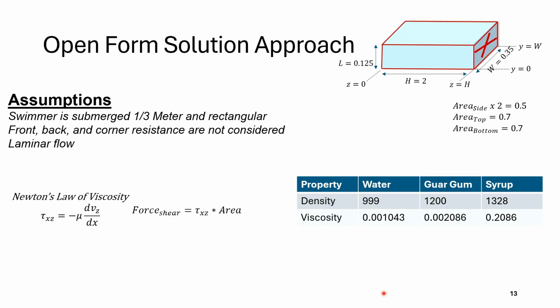We can also solve this problem with an open form solution. So for this, we're reintroducing all of the numbers from the height, the width, and the depth of the swimmer.